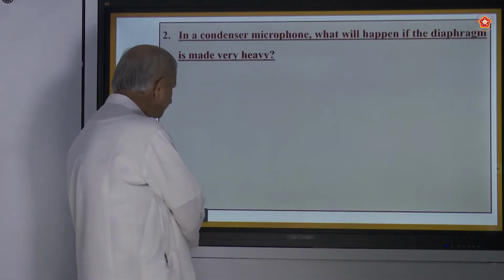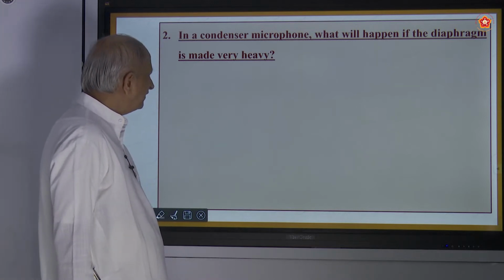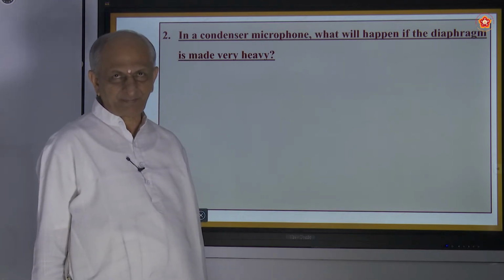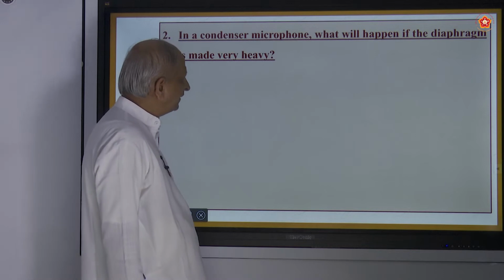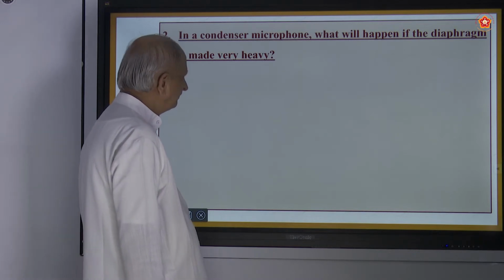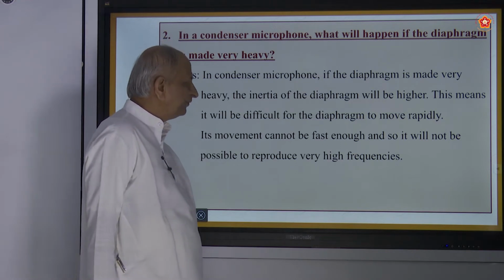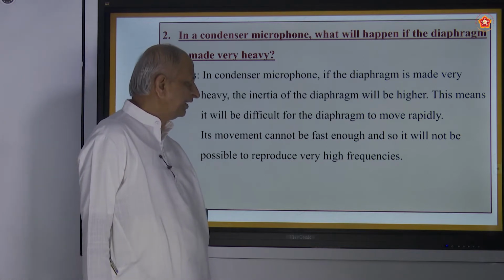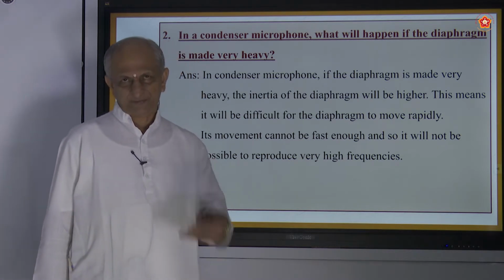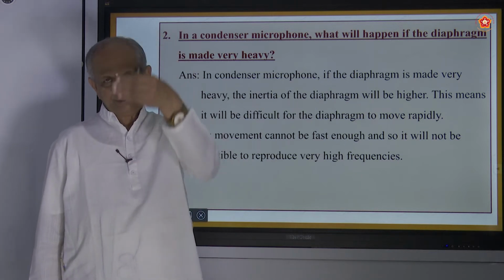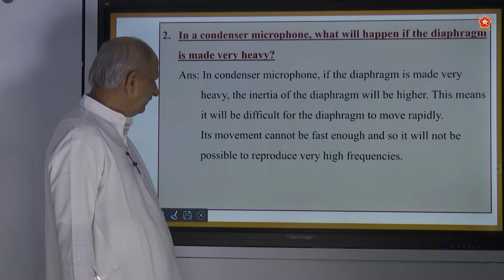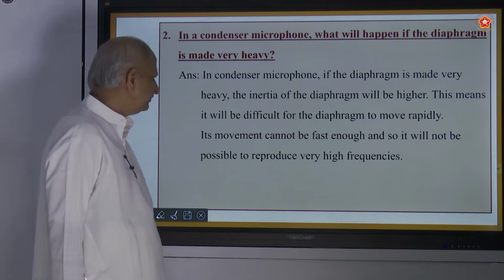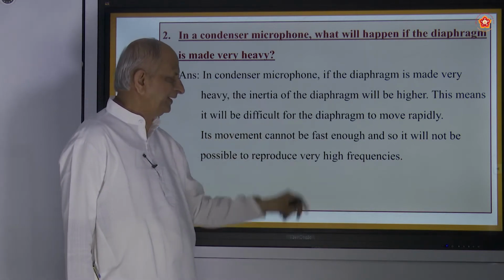And next question is, in a condenser microphone, there are 2 types, ribbon type and condenser type. In a condenser, what will happen if the diaphragm is made very heavy? If the diaphragm is made very heavy, the inertia of the diaphragm will be higher. But a diaphragm is a membrane, a thin layer. So if it is heavy, the inertia will be more. This means it will be difficult for the diaphragm to move rapidly.